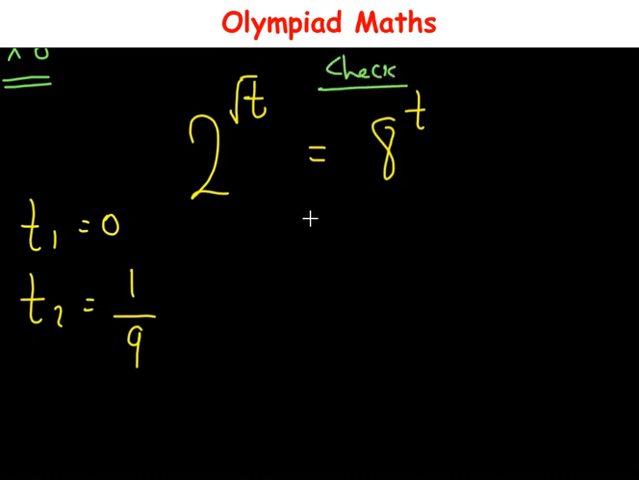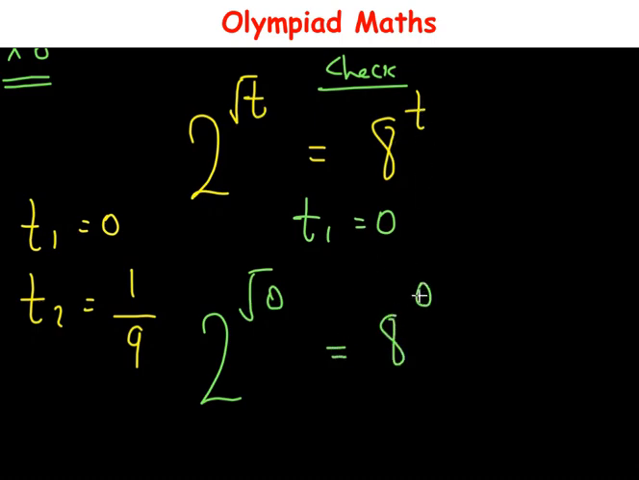From here, let's start with the first value of t. t1 equals 0. So inputting the value of t as 0, 2 raised to power root t becomes 0, equals 8 raised to power t becomes 0. With this equal each other, question mark?